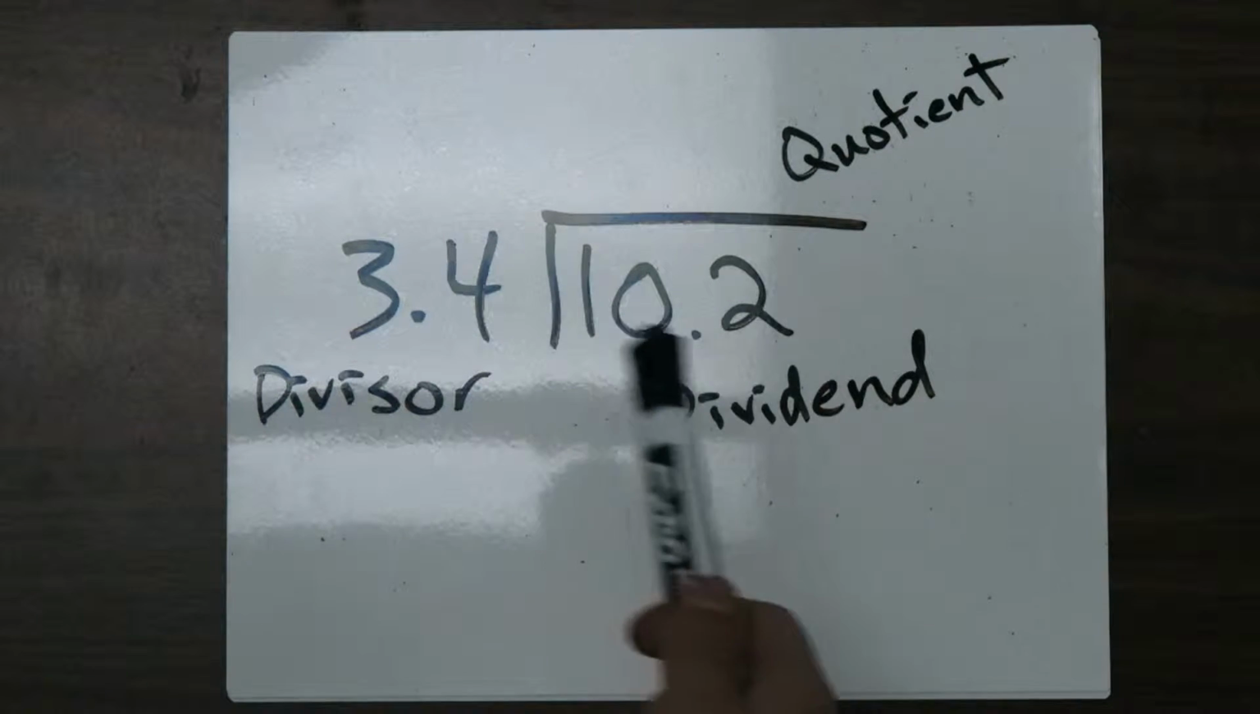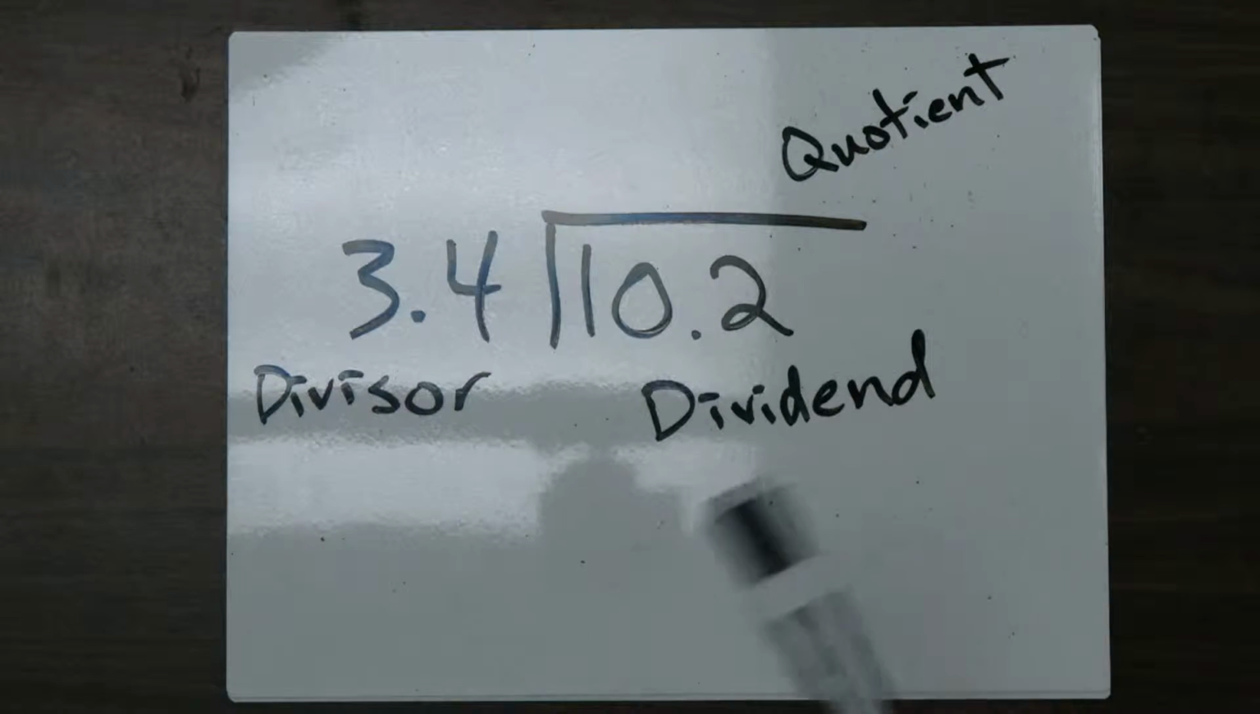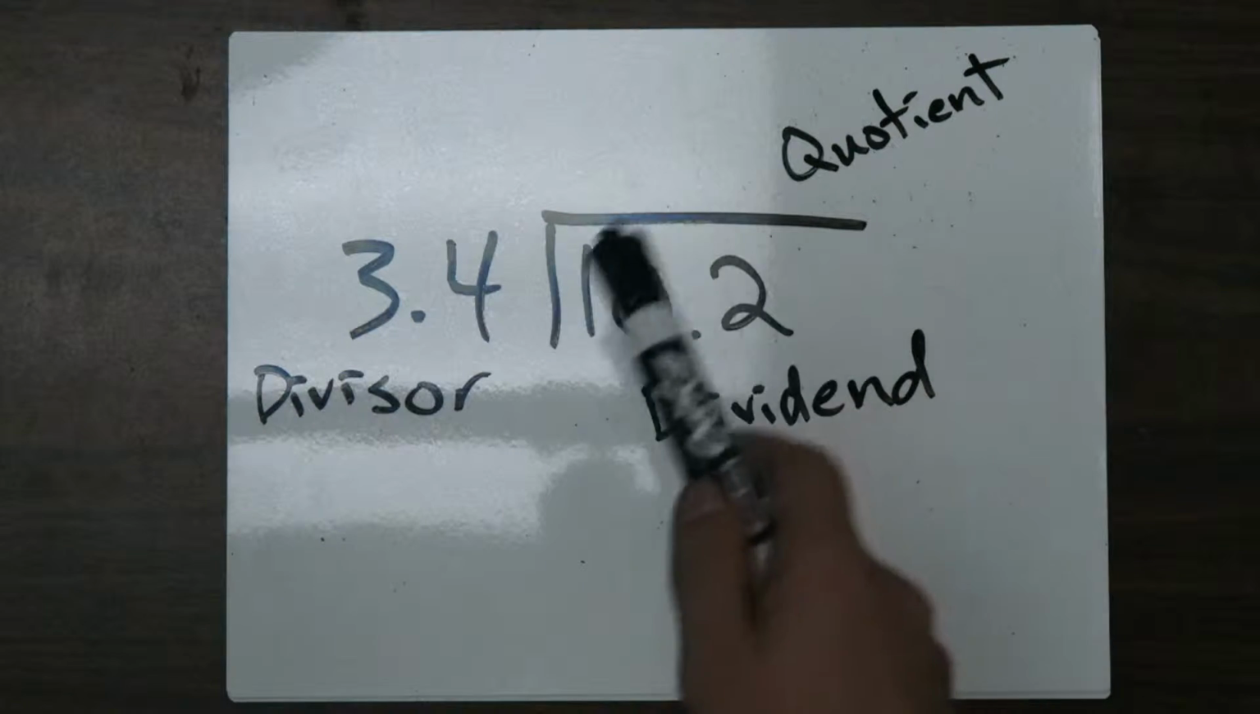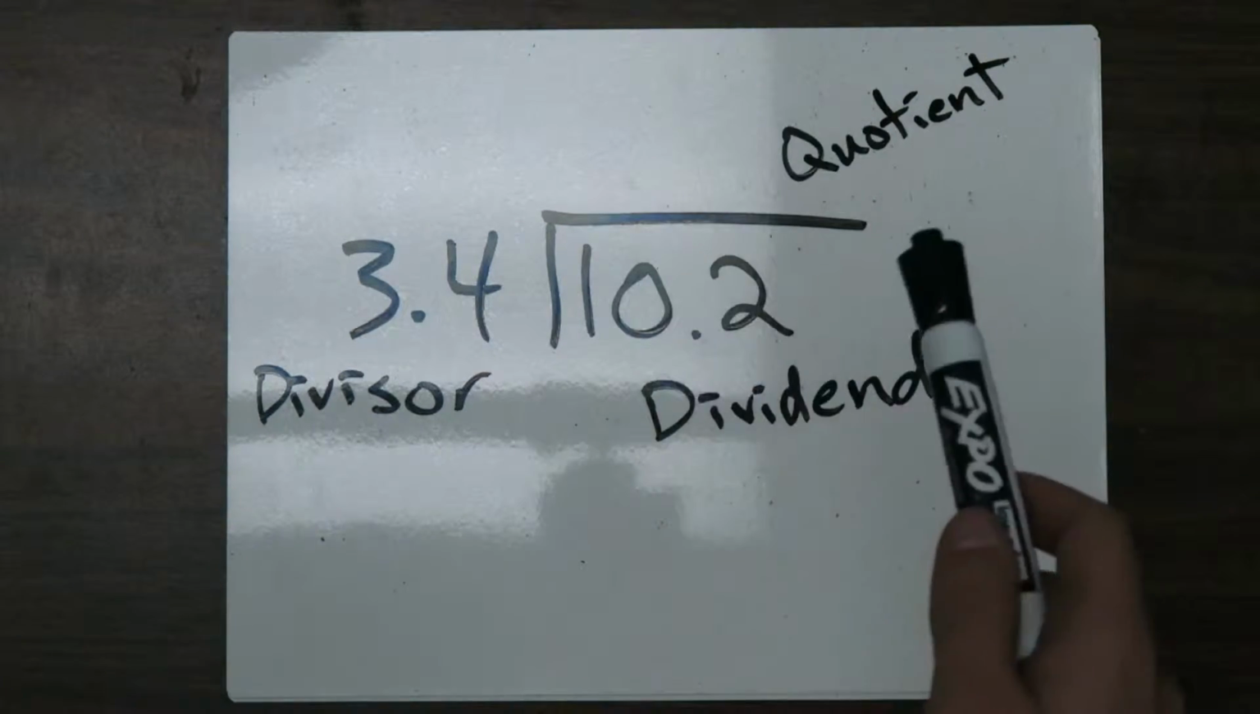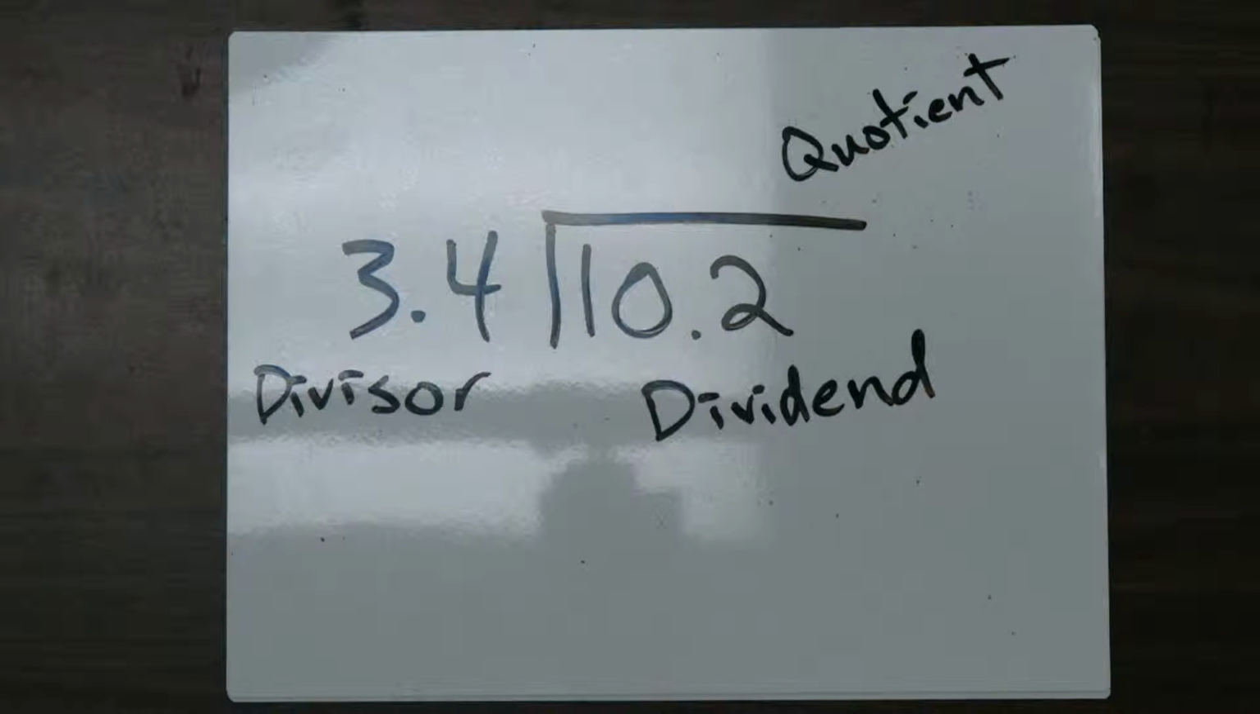So the number inside the box, we call that the dividend. The number outside the box, we call that the divisor. That's the number that we're dividing our dividend by. And whatever our answer is up top, we call that our quotient.